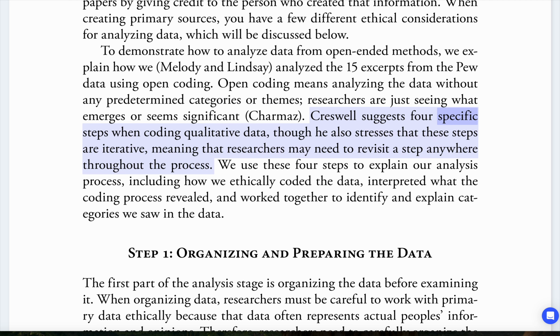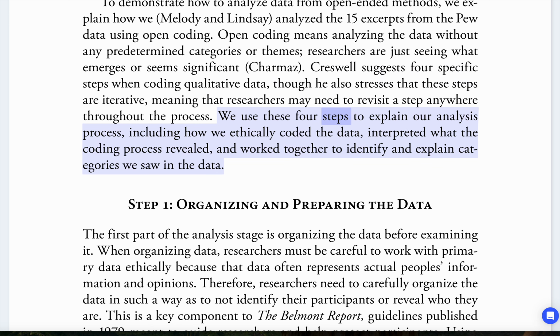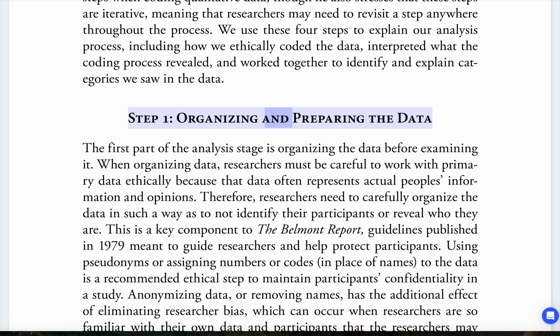Crespo suggests 4 specific steps when coding qualitative data, though he also stresses that these steps are iterative, meaning that researchers may need to revisit a step anywhere throughout the process. We use these 4 steps to explain our analysis process, including how we ethically coded the data, interpreted what the coding process revealed, and worked together to identify and explain categories we saw in the data. Step 1. Organizing and preparing the data.